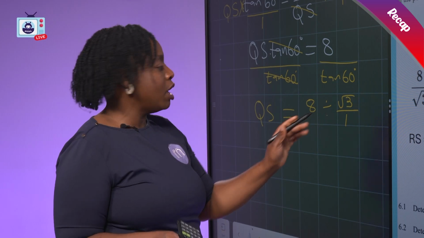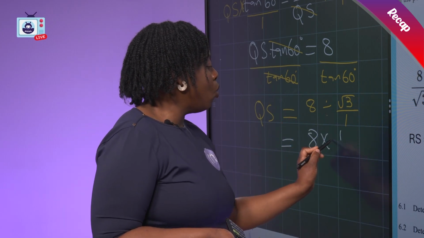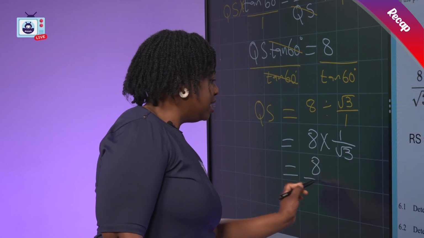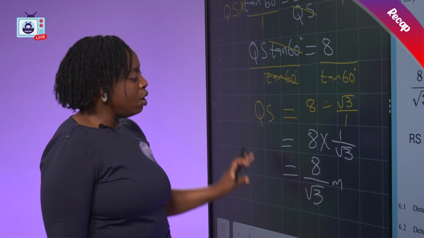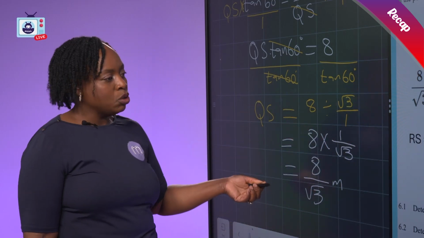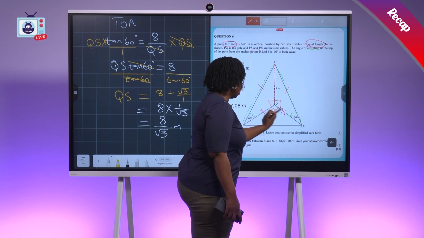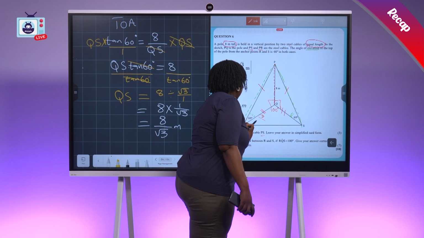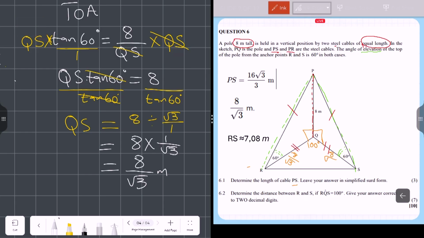You can get that from your calculator, and that will give us 8 multiplied by 1 divided by the square root of 3, which gives us 8 divided by the square root of 3 meters. So this is how you're going to do it, and that's how you're going to get this side. So that means QS and QR will be 8 divided by the square root of 3.